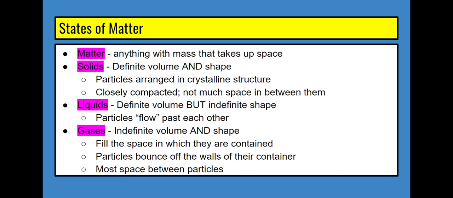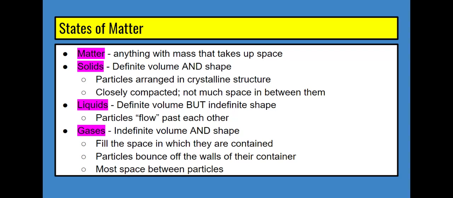For liquids, they have definite volume but indefinite shape. They take the shape of whatever container they are holding. So if you were to pour water into a bowl and then take that water and pour it into a glass, both fixtures would have the same amount of water each time, so the volume stays consistent, but the shape changes depending on what container they're in. Also, keep in mind the particles flow past each other. So the particles kind of slip and slide past each other and they move fluidly.